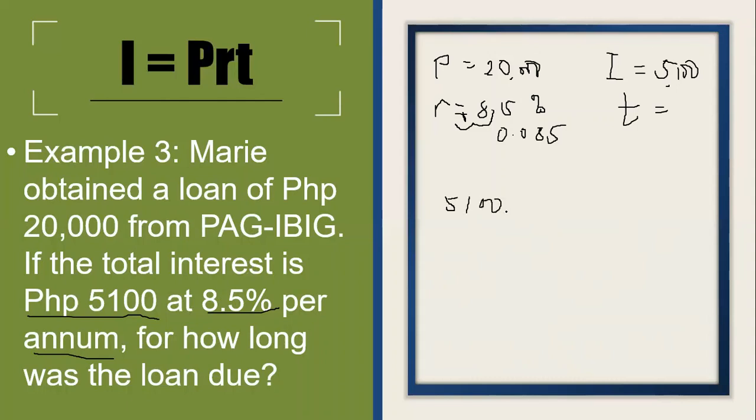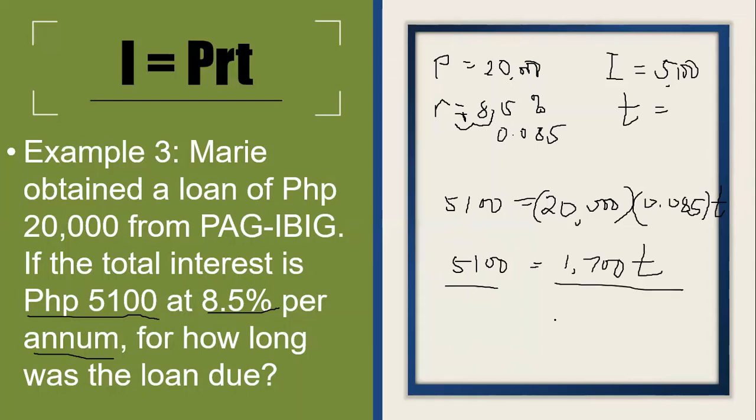I is 5,100 equal to P. Our P is 20,000. And then, our R or our rate is 8.5 or 0.085. And then, T is the missing one. Okay, 5,100, 20,000 multiplied to 0.085. So we have 1,700, then T. To get the T, so divided by 1,700.